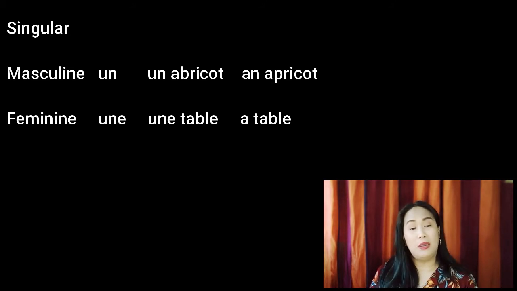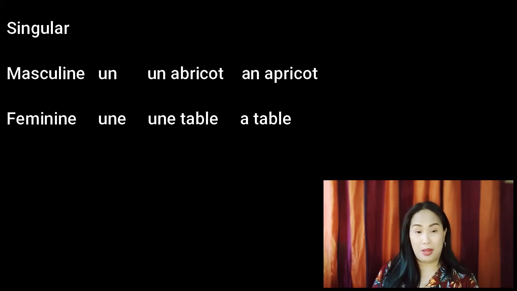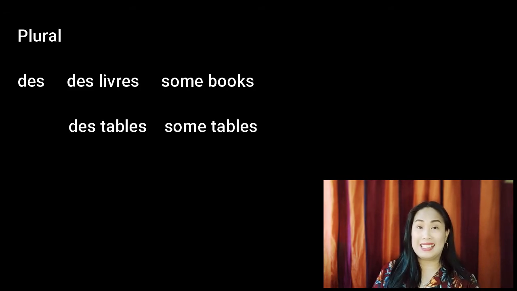For the feminine, we have une table, or a table. And now let's proceed to the plural form. So it's des. Okay, so we have des livres, or some books, des tables, or some tables. So we have to remember that the S in some of the words in French is silent.